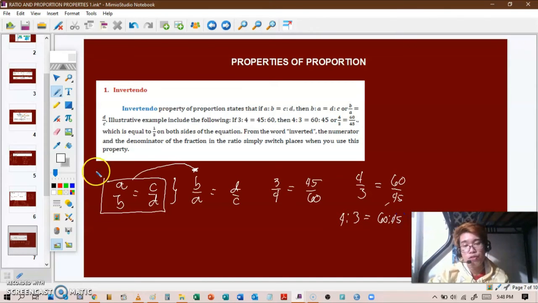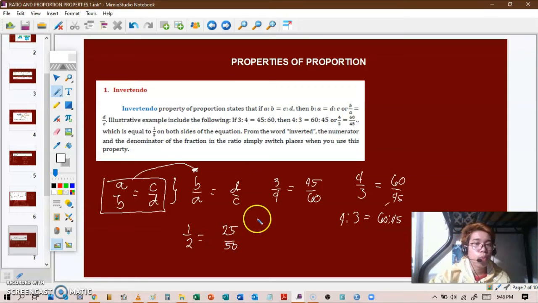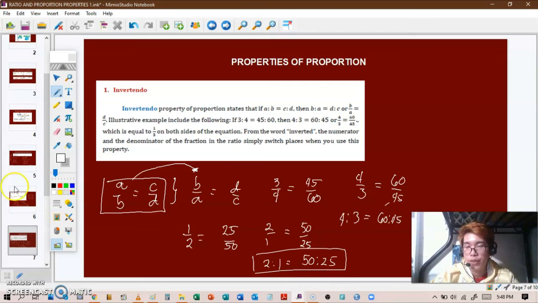Okay, so we can also think of another example. 1/2 is equal to 25 over 50. And using the Invertendo property of proportion, we can say that 2 over 1 is equal to 50 over 25, or 2:1 is equal to 50 is to 25. So that's the Invertendo property for you guys.